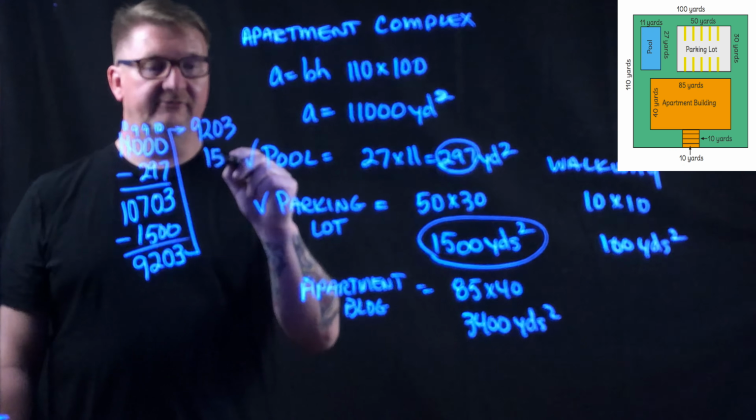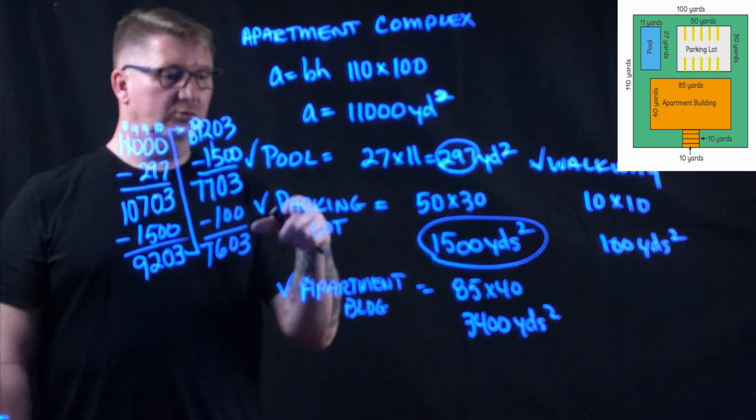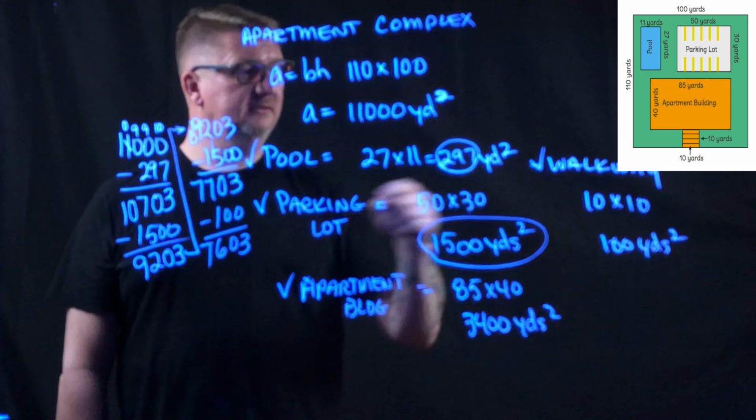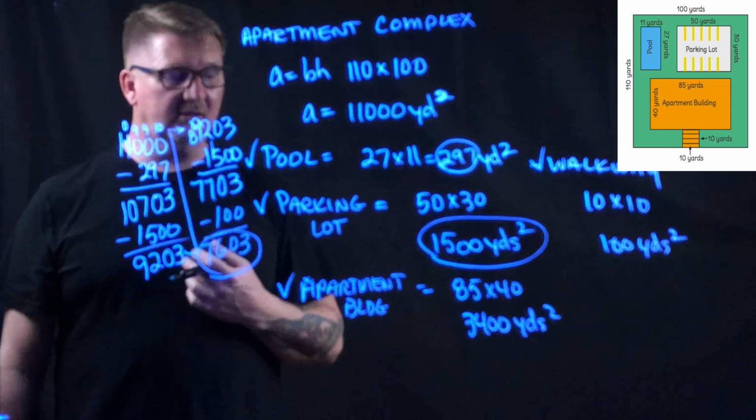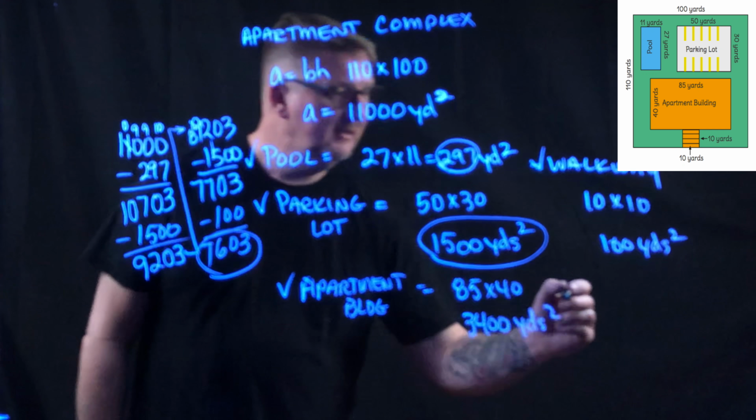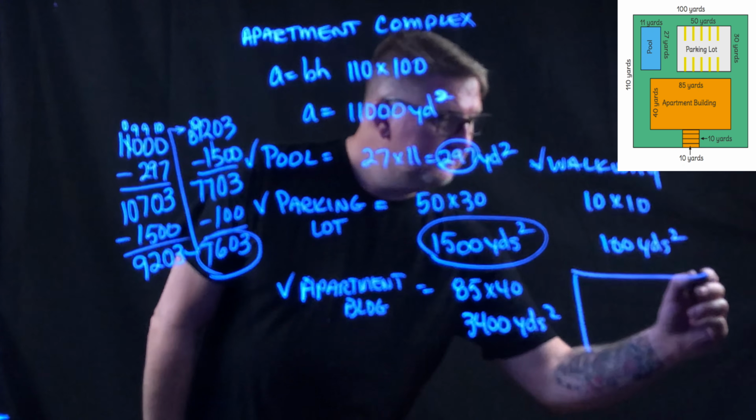And I think that covers me. Got the pool, got the parking lot, got the apartment building, got the walkway. So the total amount of grass that this maintenance guy would need, or the apartment complex owners would need, is, what is it? 7,603 yards squared. And that's my final answer.